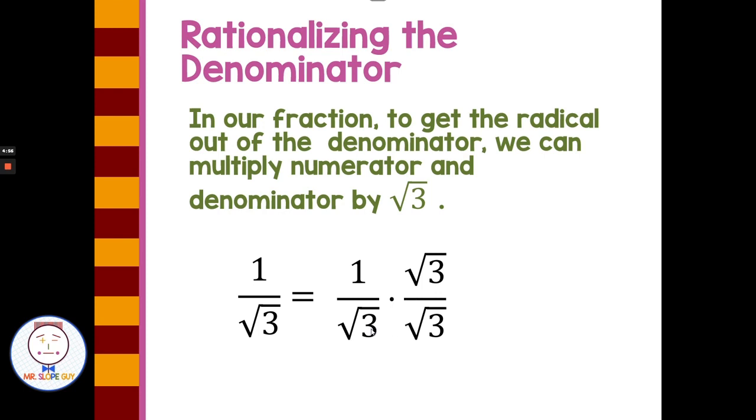On the bottom, the square root of 3 times the square root of 3 is the square root of 9, and the square root of 9 is 3. So that accomplished my goal of rationalizing the denominator, getting that radical out of the denominator.